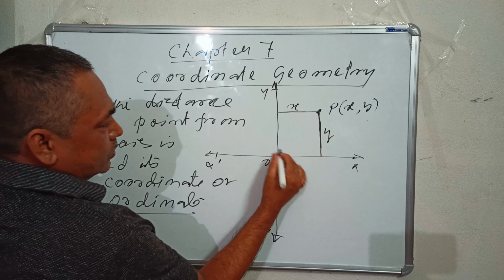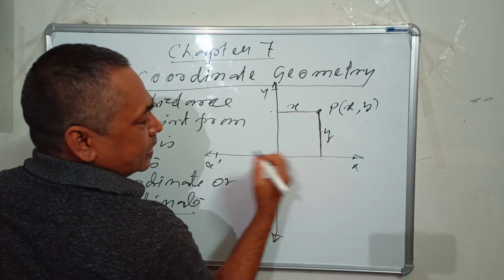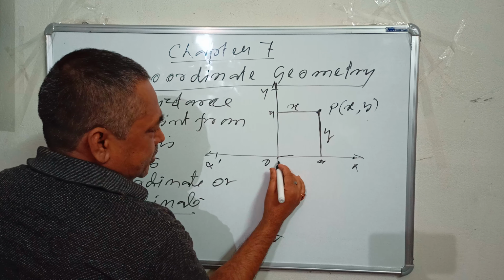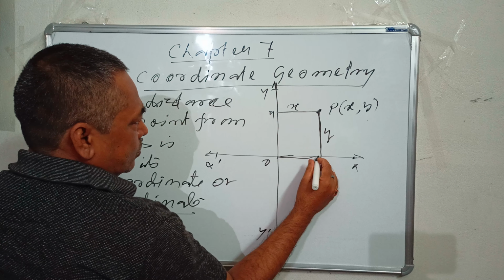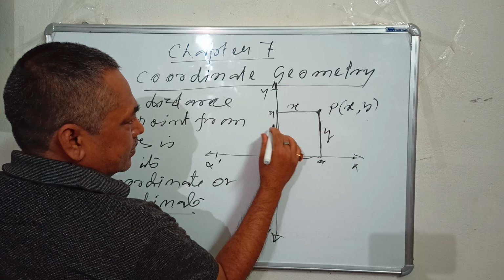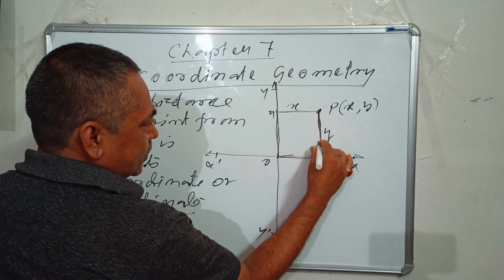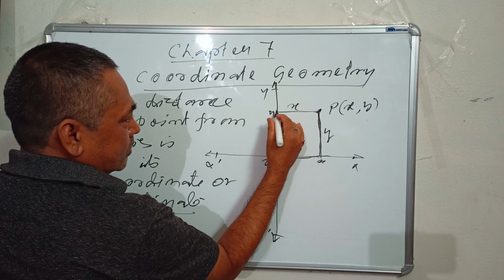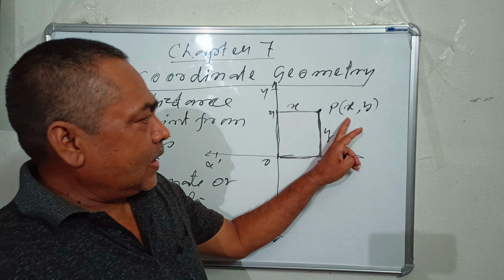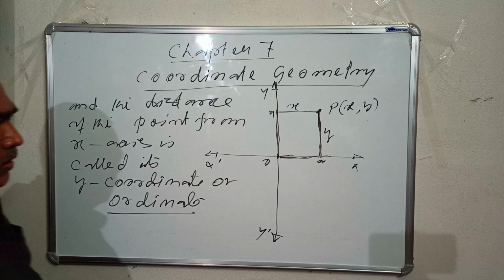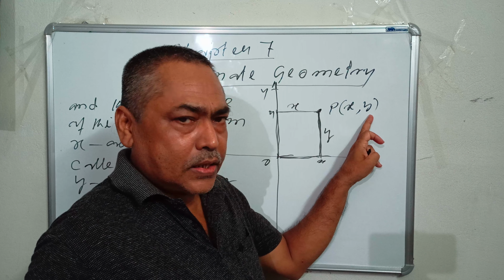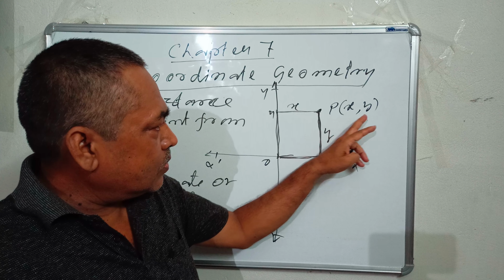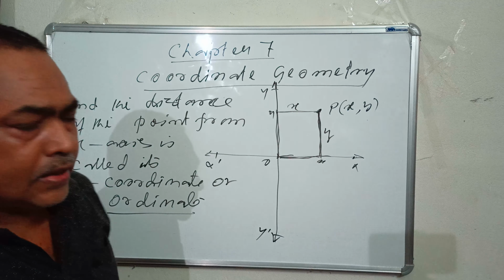So 1, 2, 3, 4 is y. 1, 2, 3, 4 is x. This is x, this is y from the origin. So this distance is x, and this distance is y. From the point, when you come to the x-axis, you meet x. When you come to the y-axis, you meet y. So x and y are the abscissa and ordinate. Abscissa is the distance of the point from the y-axis. Ordinate is the distance of the point from the x-axis.